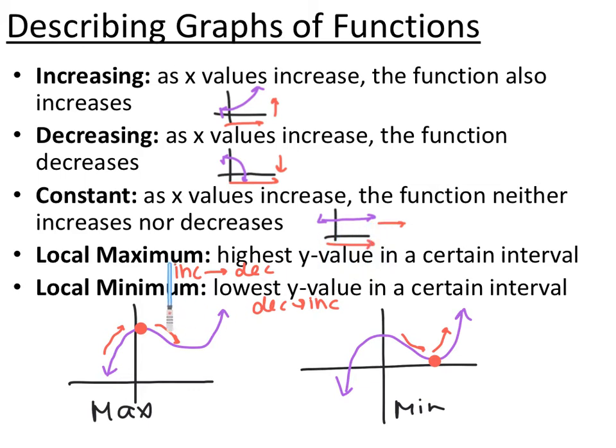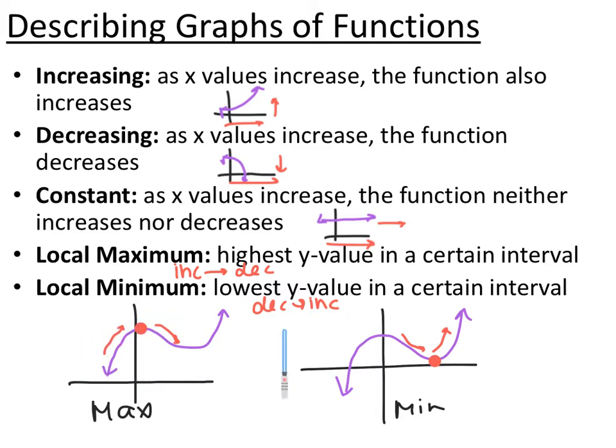A local maximum is anywhere that your function goes from increasing to decreasing. It's the highest value in a certain interval. So anytime it goes up and then down, that point is your local maximum. There could be 0 local maxima, or there could be an infinite number of local maxima.